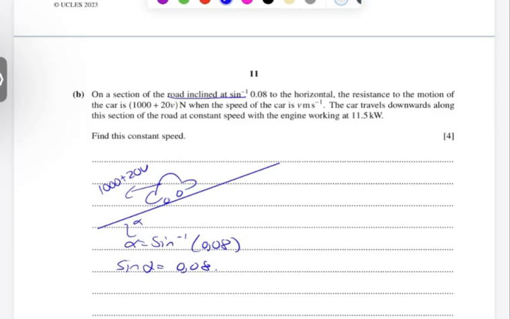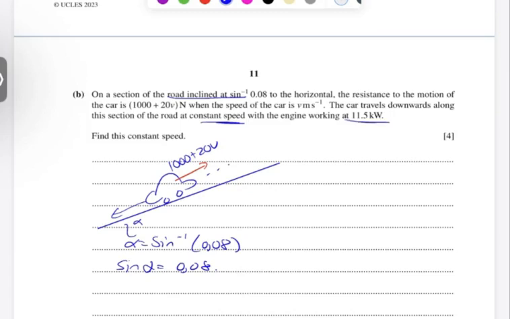Okay, the car travels downward along this section of road. So it's actually going down. So maybe my resistance must act up. Probably should have read the question a bit first. Okay, my resistance goes up. The car is going down. The car goes down along the section at a constant speed with the engine working at that much power.